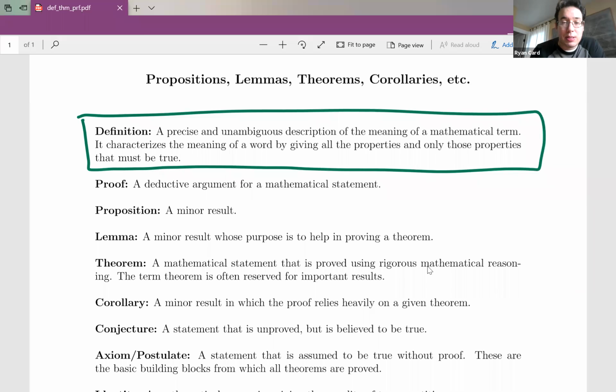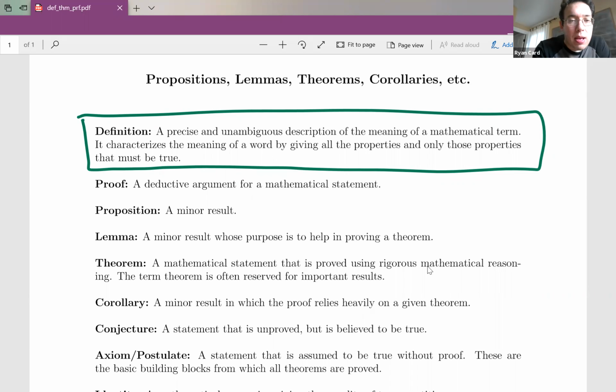There are exceptions to this. If you're using a different definition that's a little bit more convenient, you could use that, but before you can, you need another theorem that tells you that both of these definitions are equivalent. So definitions are much more important than you might suspect at the beginning.